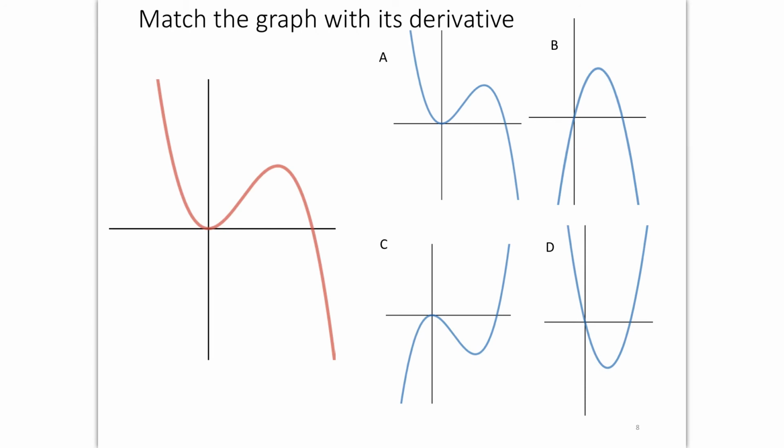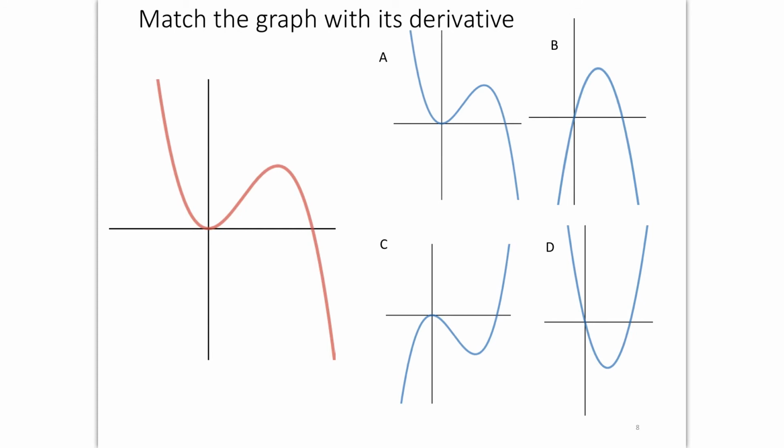Now let's try a more conceptual question here. Let's match the graph with its derivative. So here we have the graph. And which one of these is the derivative? A, B, C, or D? Go ahead and pause the video and think about it for a bit.